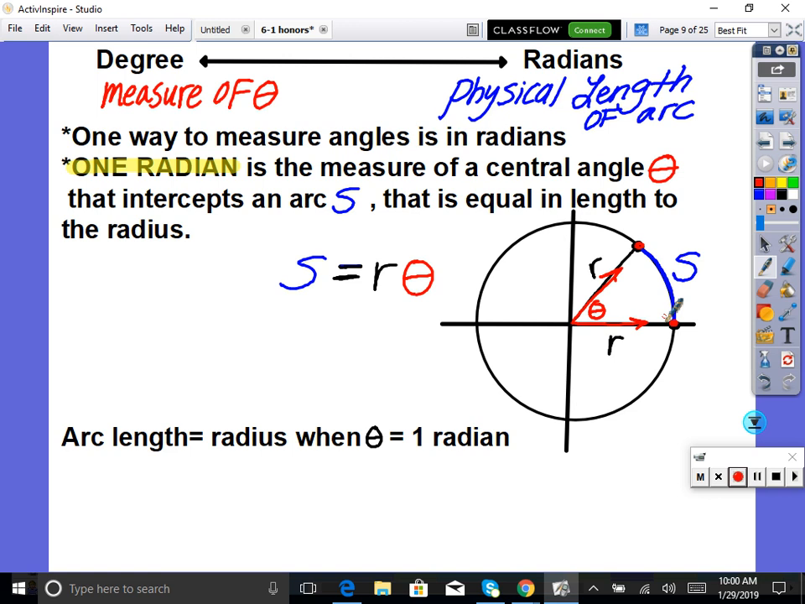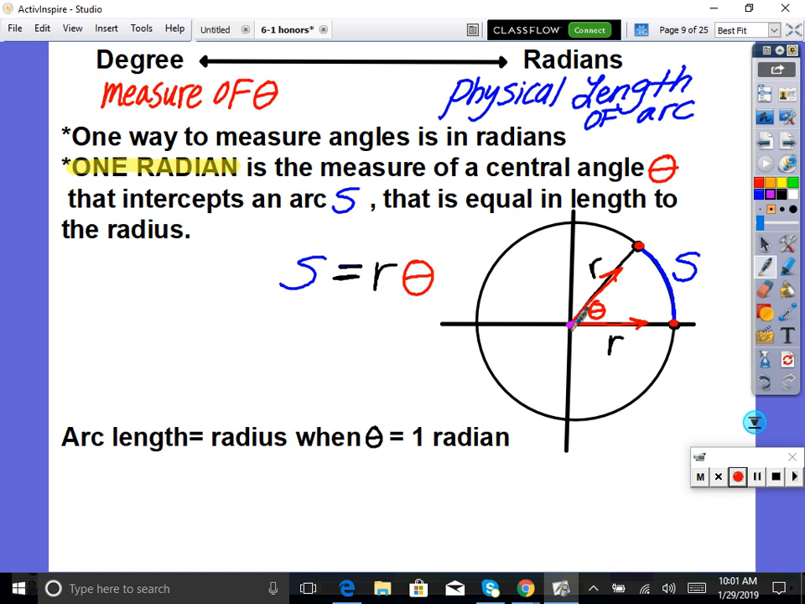That's the only reason I'm getting into what 1 radian is, okay? So 1 radian, the physical length of 1 radian, is the measure of a central angle that intercepts an arc. So we have an angle that opens up and creates an arc. When we have a radius that is equal in length to the arc, that is by definition 1 radian. So let me say that again.